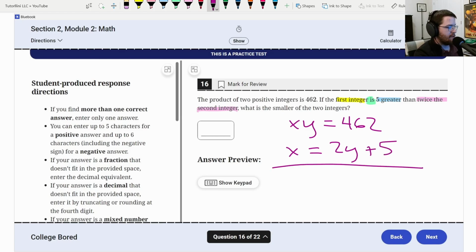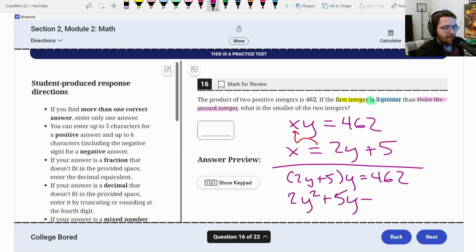Okay, so now we've got x by itself, so I would just substitute, put this guy in here, and we get 2y plus 5 times y equals 462, and that gives us 2y squared plus 5y, and then I could subtract the 462 to the other side. I don't know, guys. Hopefully you're kind of seeing doing the AC method and the quadratic formula with such big numbers, like 462, is kind of impractical. So I would probably just write the first two equations and then do this on Desmos. So let's go do that.